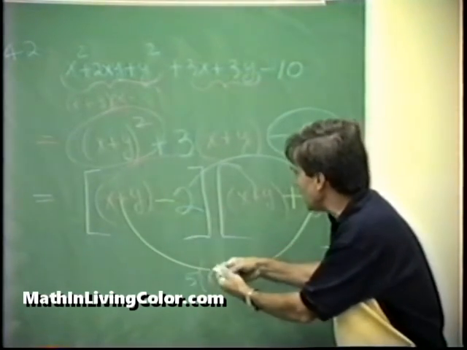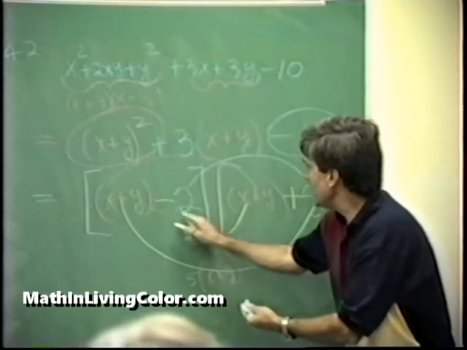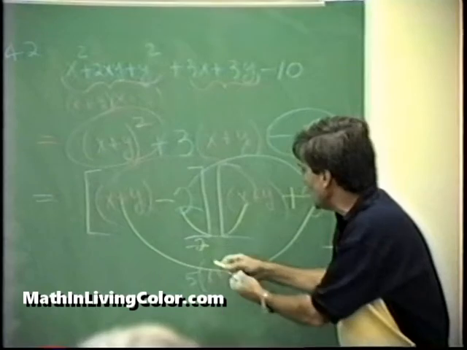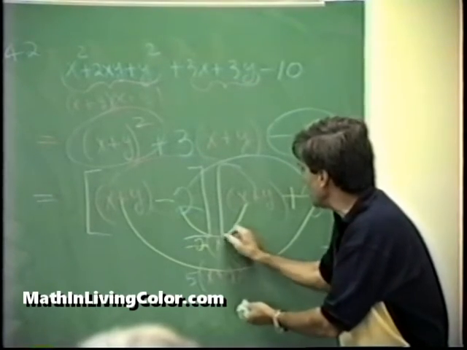Now, what about the inner times inner? How much is that? Negative 2. And again, don't multiply it out. Put negative 2 times the quantity of x plus y.